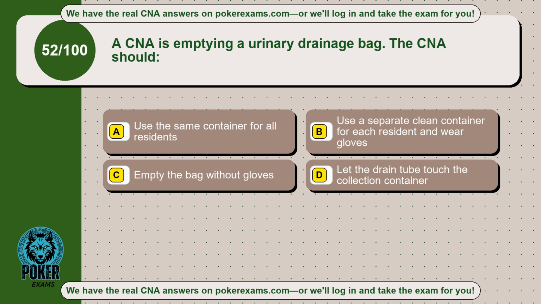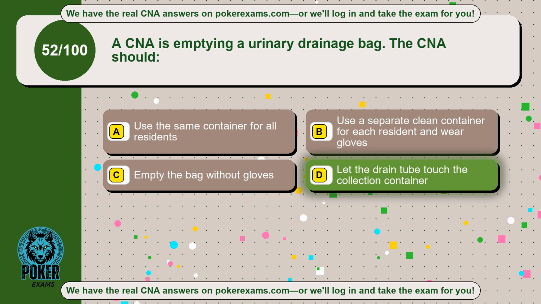Question 52. A CNA is emptying a urinary drainage bag. The CNA should option A, use the same container for all residents. Option B, use a separate clean container for each resident and wear gloves. Option C, empty the bag without gloves. Option D, let the drain tube touch the collection container. The correct answer is option D.